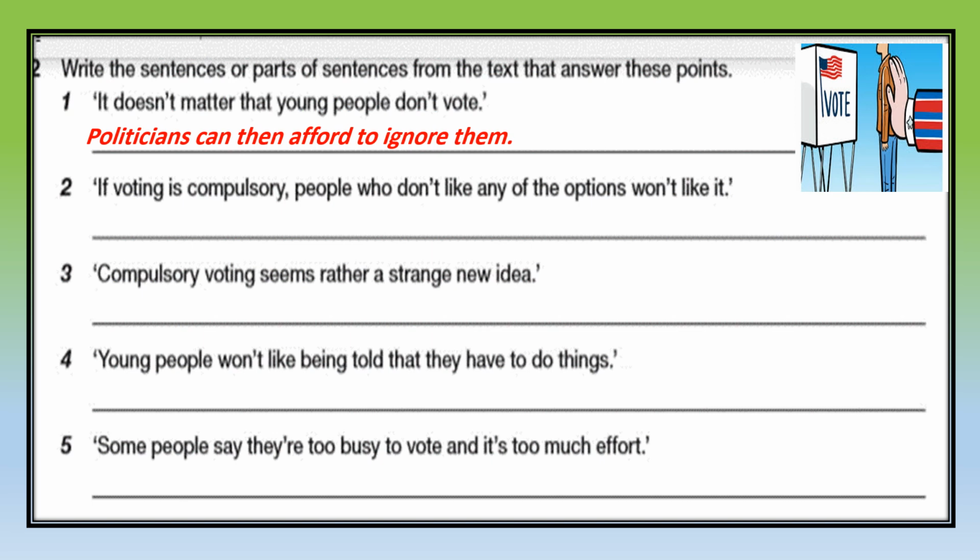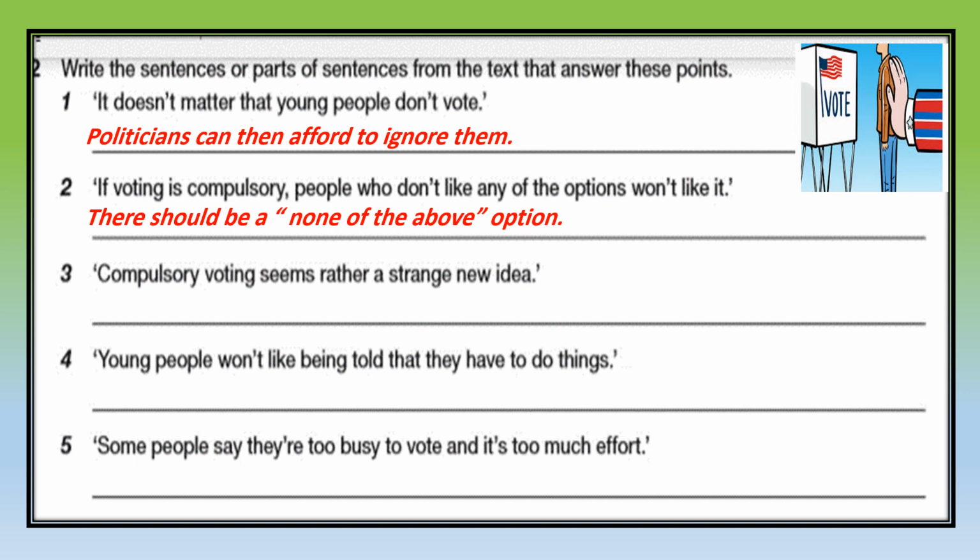Number 2. If voting is compulsory, people who don't like any of the options won't like it. إذا كان التصويت إجباريا فإن الأشخاص الذين لا يحبون أي من الخيارات أو أي من المرشحين فإنهم لن يحبوا هذا التصويت الإجباري. There should be a none of the above option. هنالك خيار ليس مما ذكر تستطيع أن تختاره.